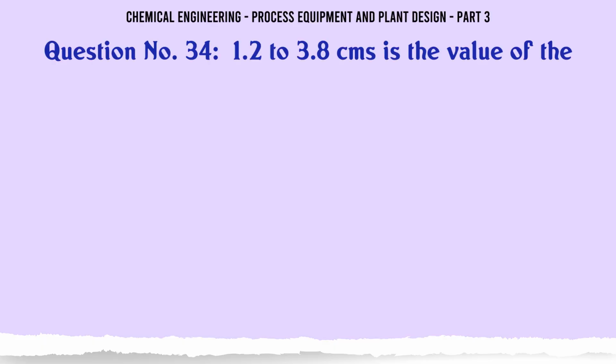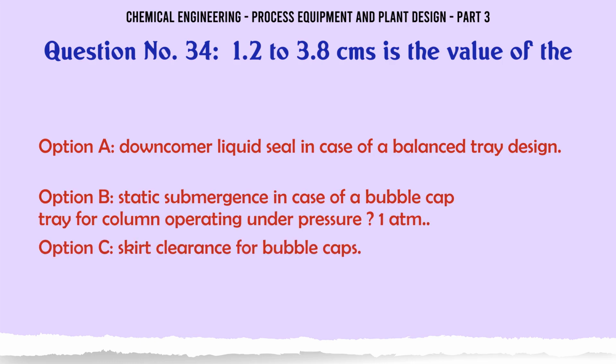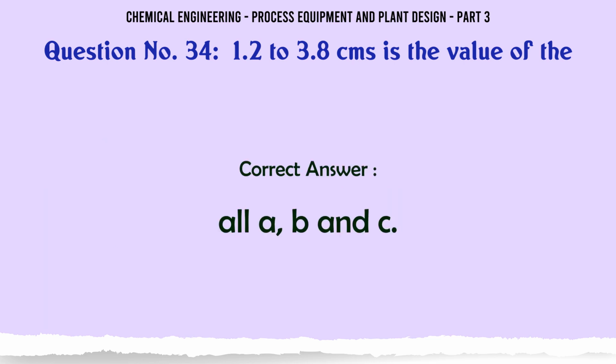1.2 to 3.8 cms is the value of the A. downcomer liquid seal in case of a balanced tray design. B. static submergence in case of a bubble cap tray for column operating under pressure 1 atm. C. skirt clearance for bubble caps. D. All A, B, and C. The correct answer is all A, B, and C.